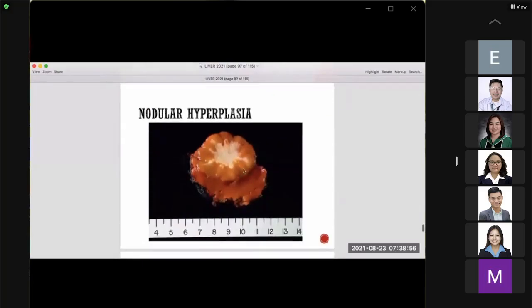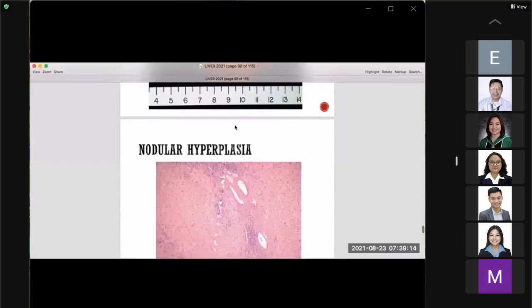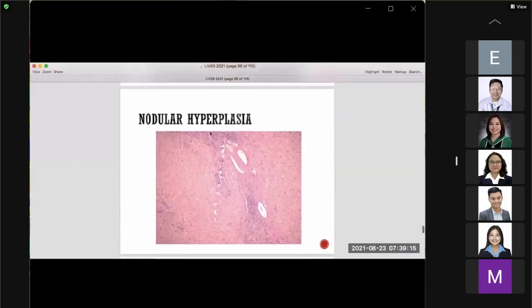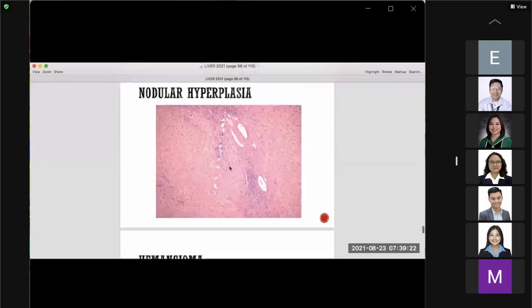So this is nodular hyperplasia, most probably on gross examination, and then it must be seen microscopically for us to conclude that this is just hyperplastic change. No? So as you can see, there is an increase in the number of liver structures, liver cells in nodular hyperplasia.